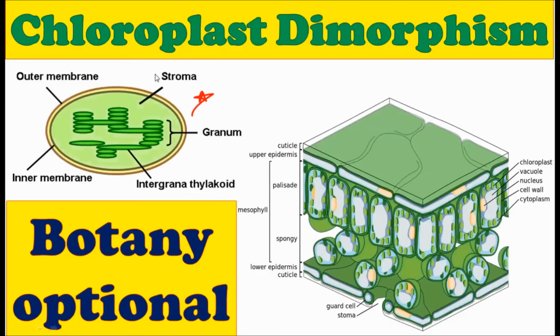Hello everyone, welcome to another video in which we are going to see chloroplast dimorphism. As you know, chloroplast dimorphism can be seen in C4 plants and it is absent in C3 plants. In this particular video, we are going to see how chloroplast shows dimorphism in C4 plants.